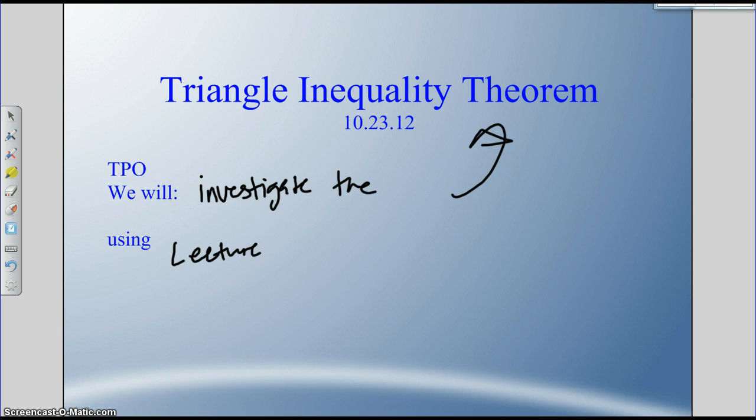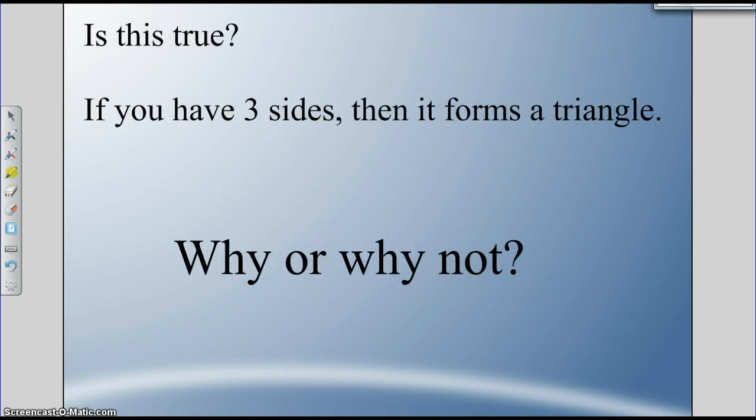lecture notes, probably a worksheet that you'll get. Is this true? If you have three sides, then it forms a triangle. Why or why not? This is three sides. That looks like a triangle. But, well, that's not a triangle because it's not closed. So make sure that a triangle is closed, right?